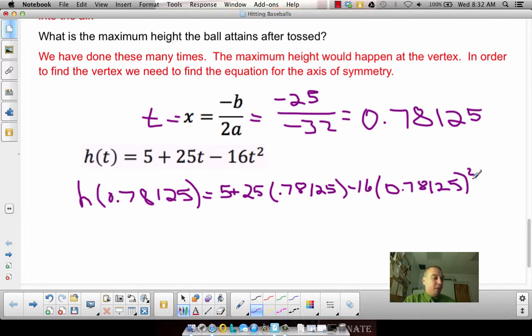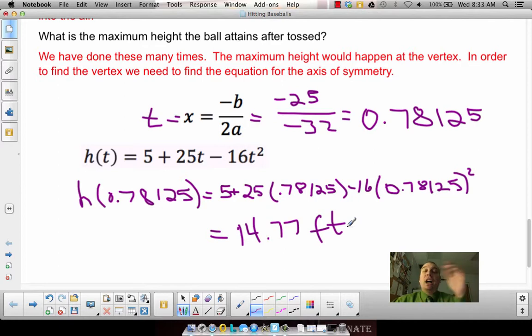So I'm literally typing that in here. 5 plus 25 times 0.78125 minus 16 times 0.78125, and then I hit the square button. So it will do it in the right order. I don't know how well you can see that, but it'll calculate it exactly as I ask. So this means that the height after this amount of time is about 14.77 feet.